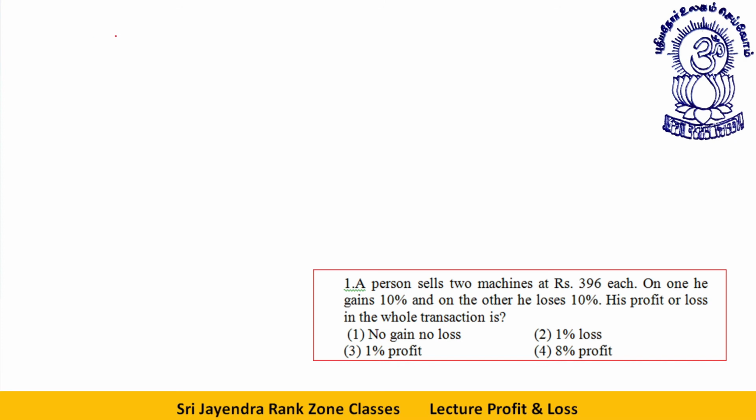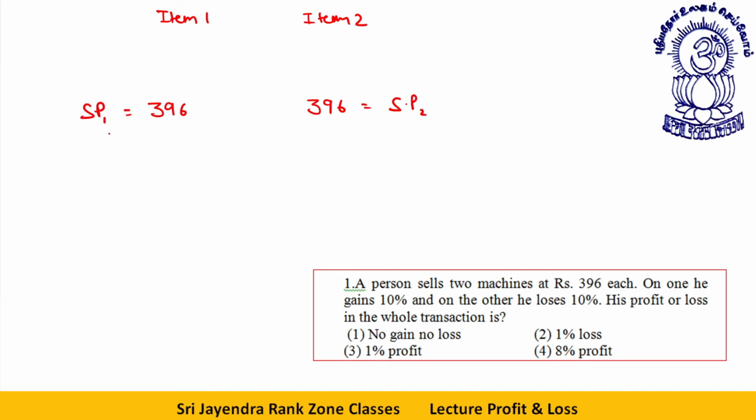Either you can apply a direct shortcut, or before telling you the shortcut, let me explain to you how there is a loss. Two articles were sold for 396 rupees each. Okay, this is item 1, this is item 2. For both the items, this is the SP, this is also the SP, SP1 and SP2.